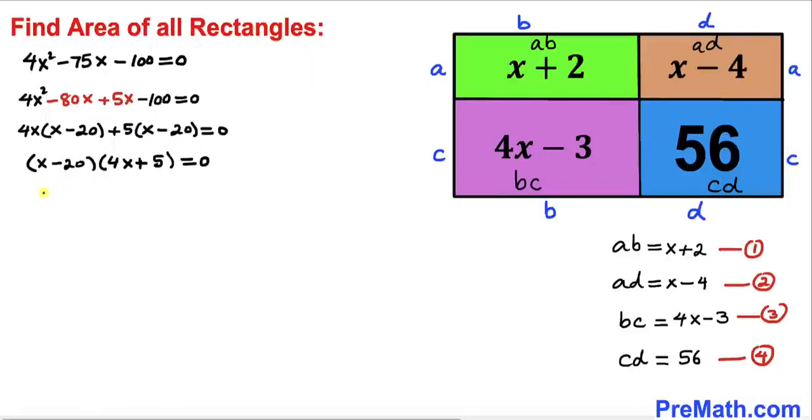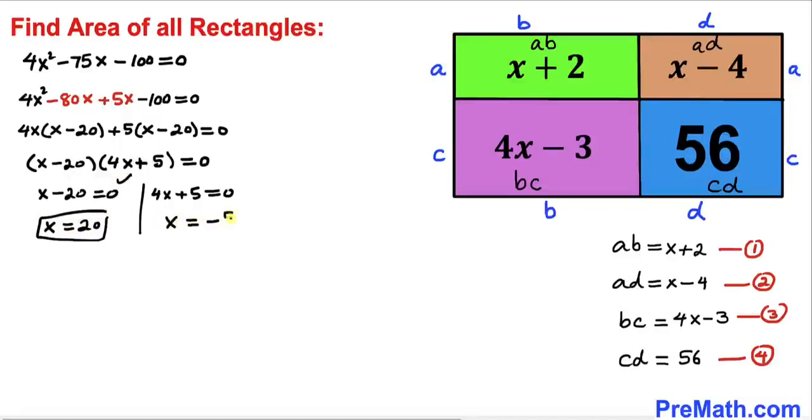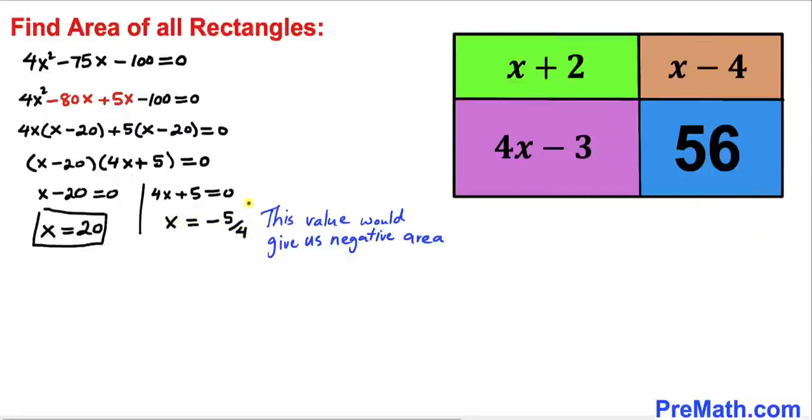And now let's separate these factors. I can write x minus 20 equal to 0, and the other one is 4x plus 5 equal to 0. And this very first equation is going to give us x equal to 20, and this second equation is going to give us x equal to negative 5 divided by 4. And now we can see that this value of x is going to give us a negative area, and we know that area cannot be negative, so therefore we are going to reject this scenario, and we are going to accept x equal to 20.